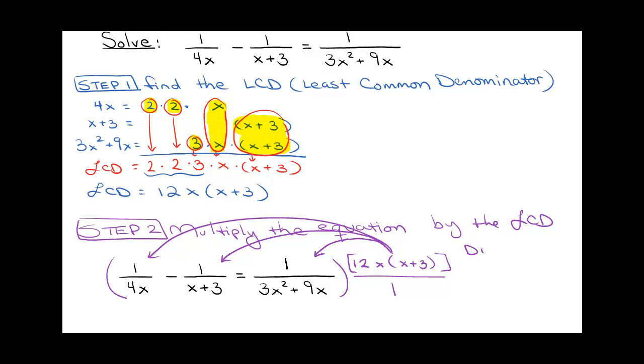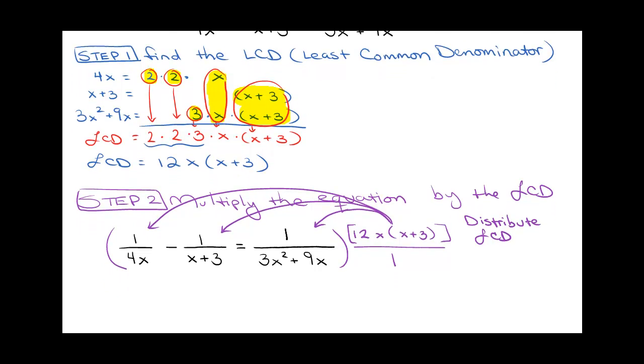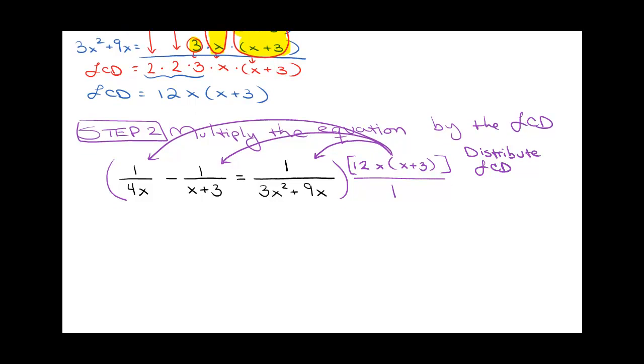Okay, so right here, I want to distribute the LCD. Alright, I'm going to rewrite the LCD so it's factored out, and that way it's clear to everybody which factors we're going to divide out. The 12x times the quantity x plus 3 is going to be written as 2 times 2 times 3 times x plus 3. And that's going to be multiplied with the 1, so it's going to be all over the 4x.